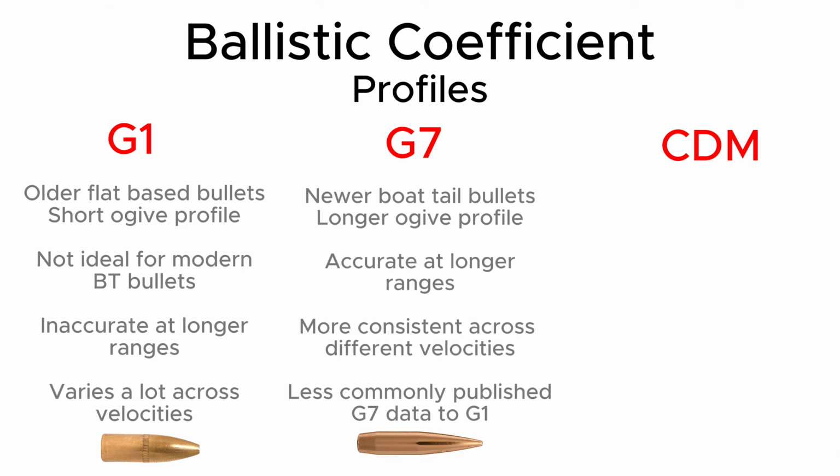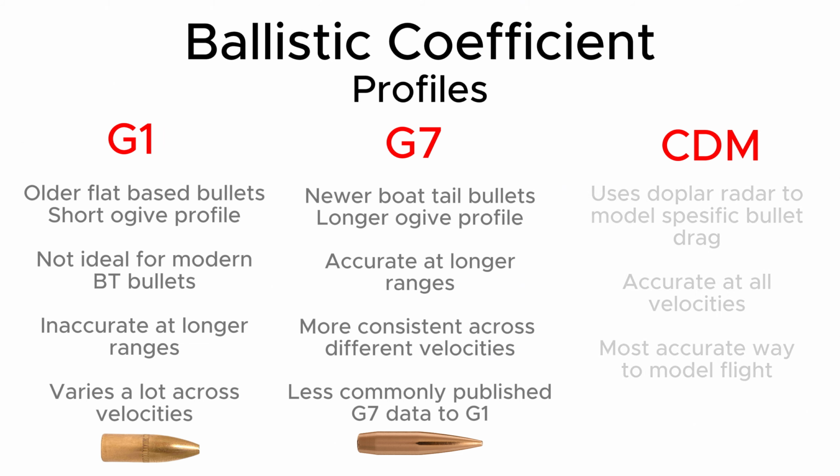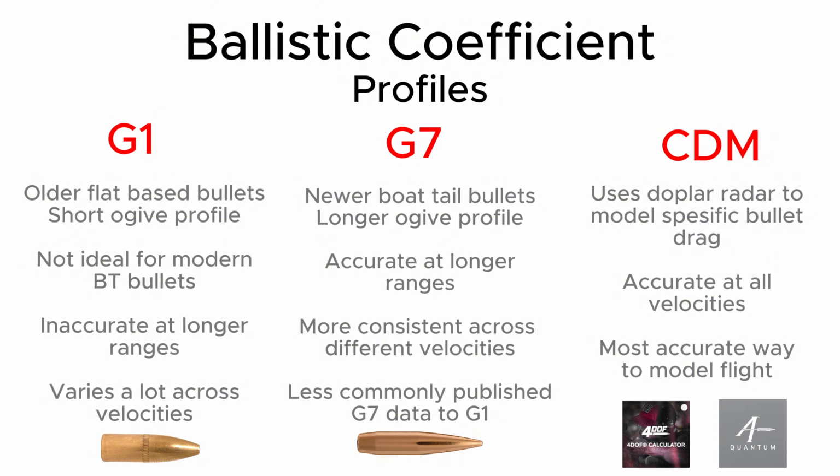A G7 profile is based on boat tail low drag bullets and is more accurate when calculating trajectory for modern target shooters. A G7 BC will stay more consistent across different velocities when compared to G1. CDM, or custom drag model, uses Doppler radar data to model the actual drag of a specific bullet at all velocities downrange. This is the most accurate way to model a flight over using a G1 or a G7 standard. The Hornady Fordhoff and Applied Ballistics apps both use a CDM with specific bullet profiles.